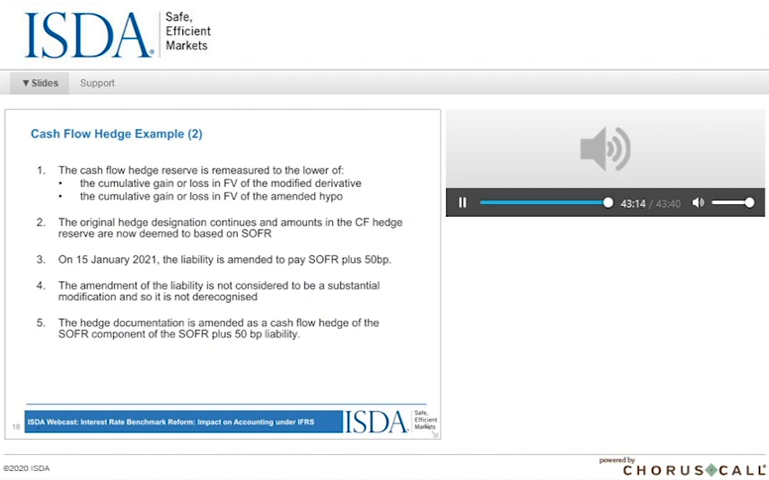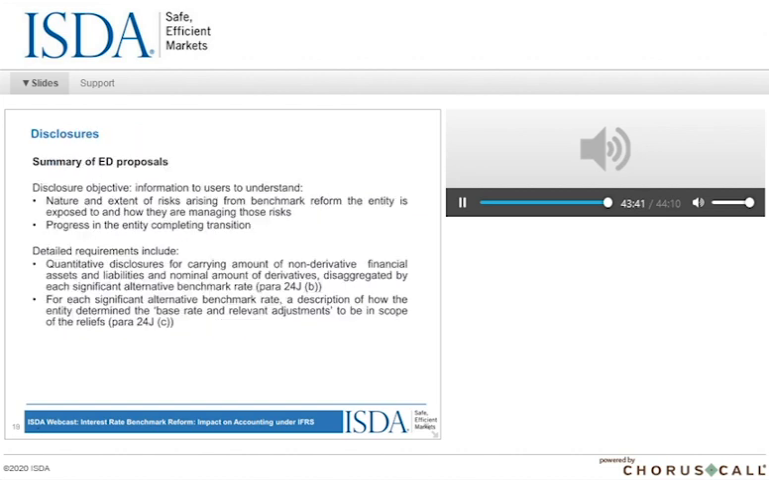Lastly, on this slide, the hedge documentation is changed for the second time to now be the SOFR component of the new liability, i.e. SOFR plus 50 basis points. So that just talks us through how the cash flow hedge example would work. I hope that helps us bring to life some of the points we were discussing earlier. I'll now hand over to Fiona to talk us through some of the disclosure requirements.